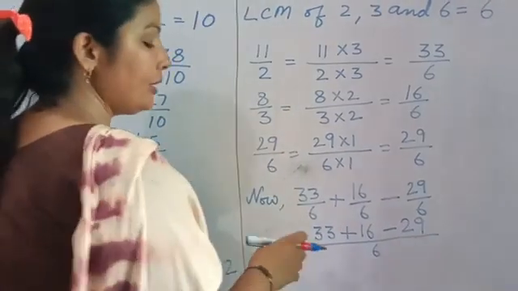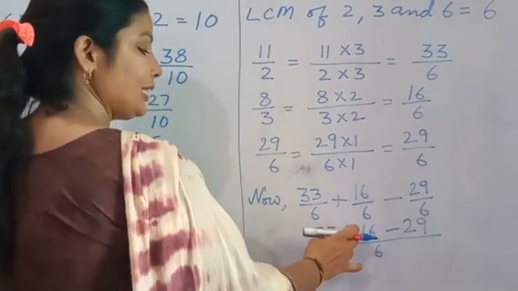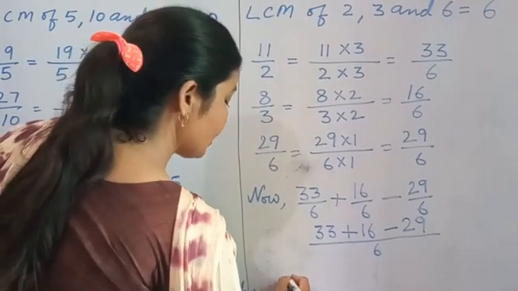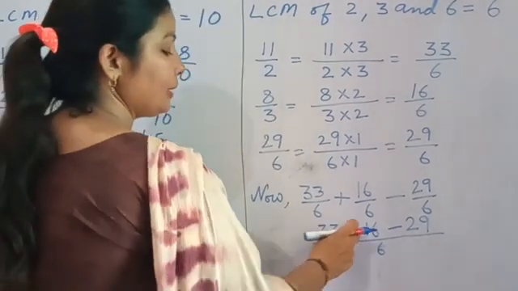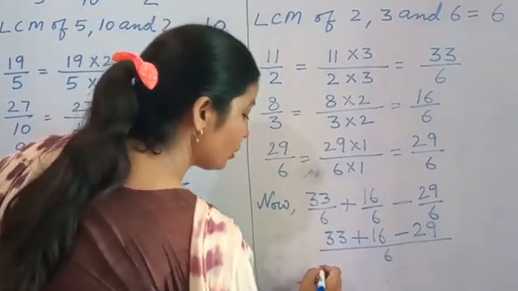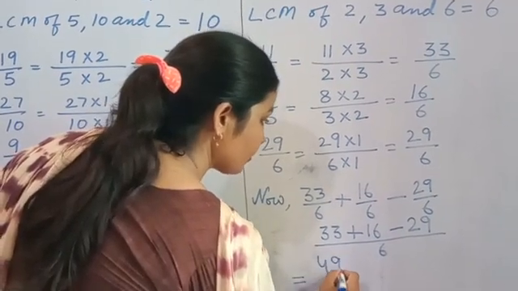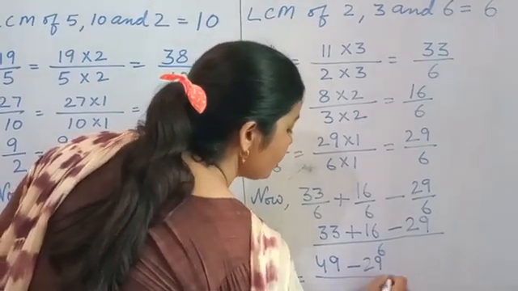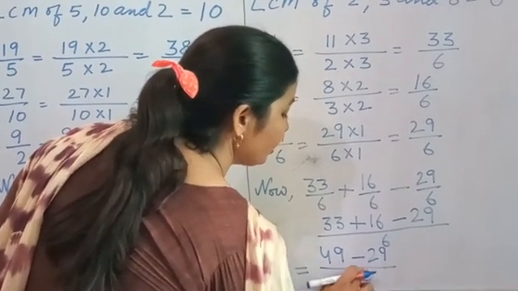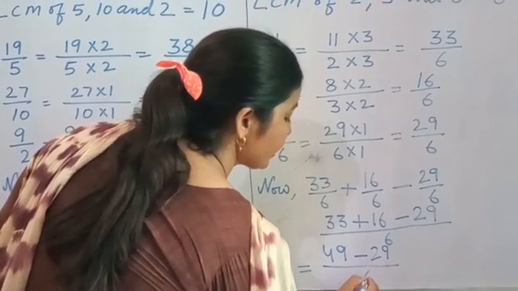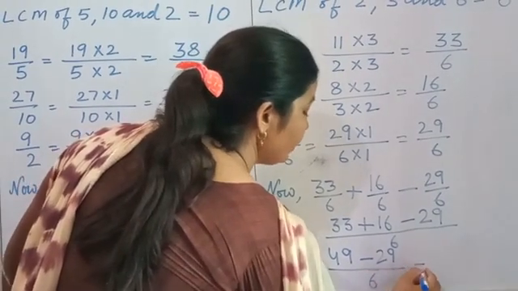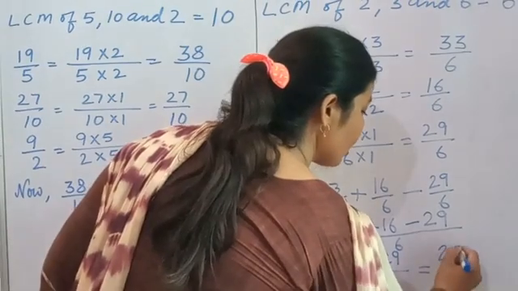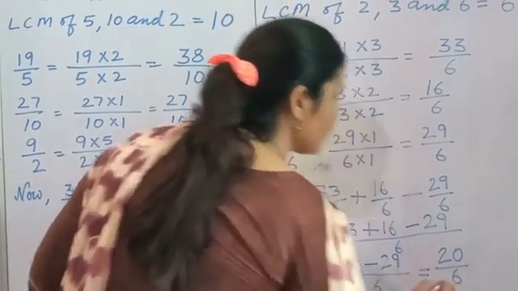So firstly we add. Okay. Because firstly there is plus, then minus. So firstly we add this, then we'll do minus. So here we'll do plus, 33 plus 16, that's equals to 49, minus 29 upon 6. The denominator will remain the same, 6 as it is. Now 49 minus 29, that's equals to 20 upon 6.